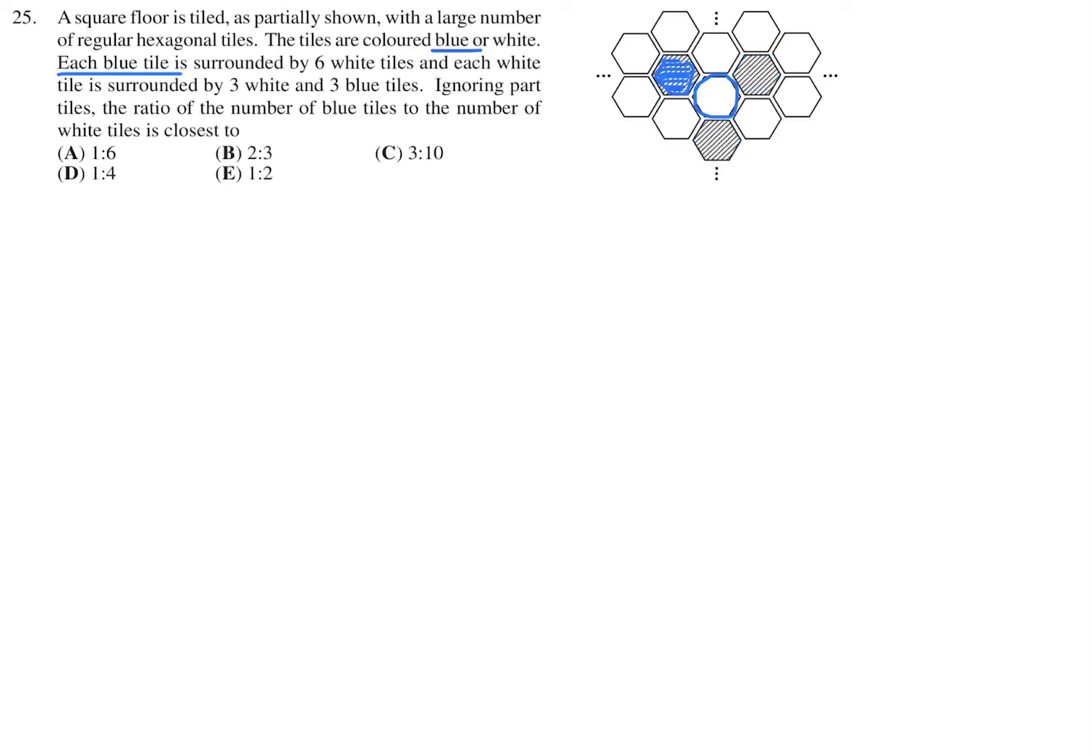They don't give us any dimensions of the square floor. They just tell us it's a square. But I guess if you have a pretty decent sized square and you have this kind of pattern, how many blue will you have and how many white will you have? And then they want you to figure out the ratio.